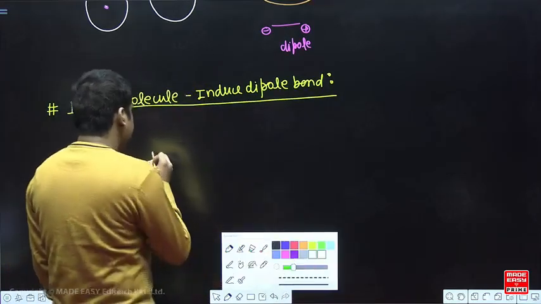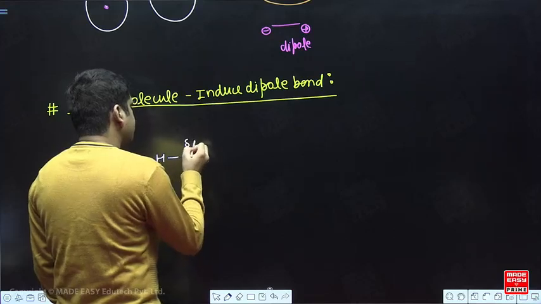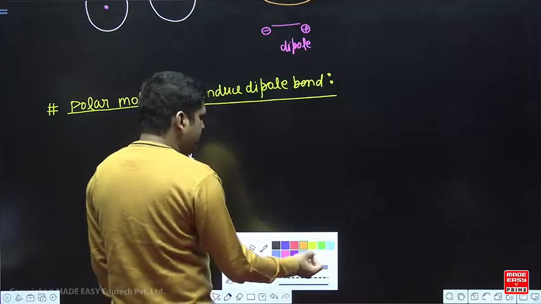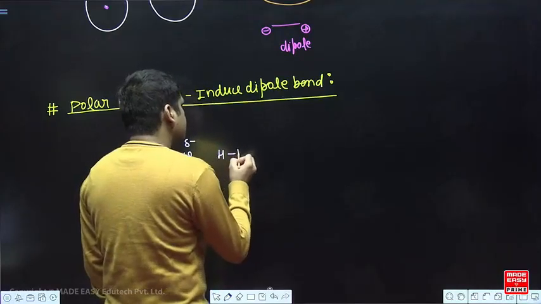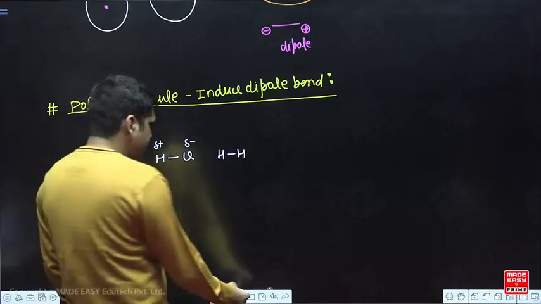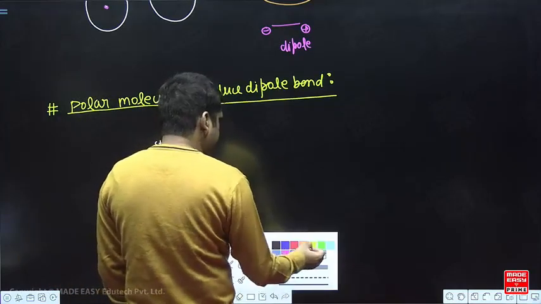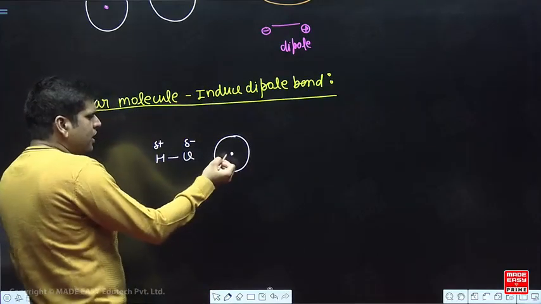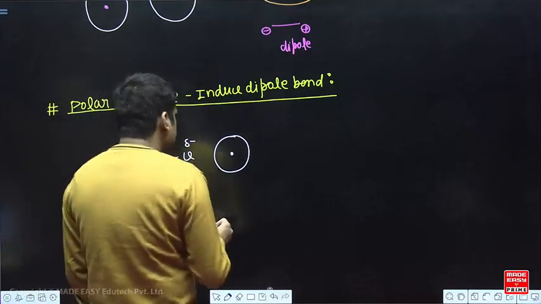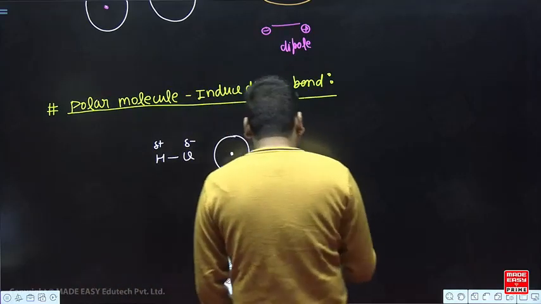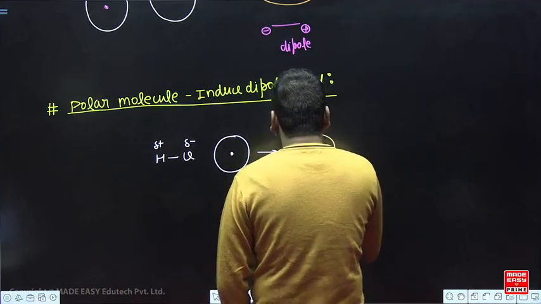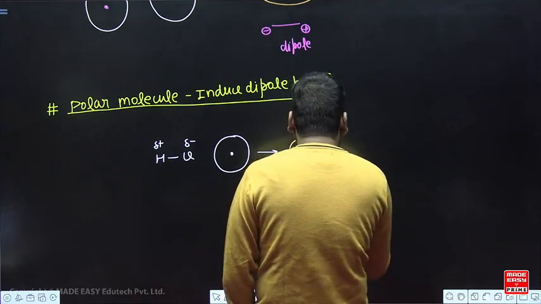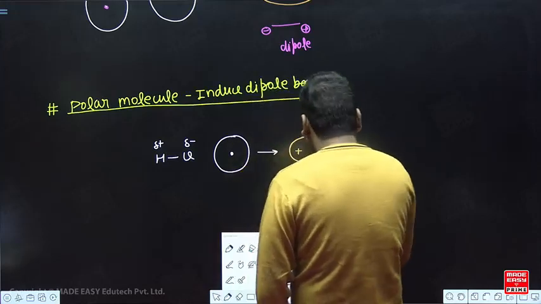Suppose you have HCl. This is polar. It has del minus and del plus. And in the vicinity of HCl, you have any non-polar, let us suppose H and H, or any inert gas molecule like this. So this negative will repel the electron and attract this. So what will happen? This will have distortion and it will become like this. Here plus and here minus. So this plus and minus is an induced dipole.